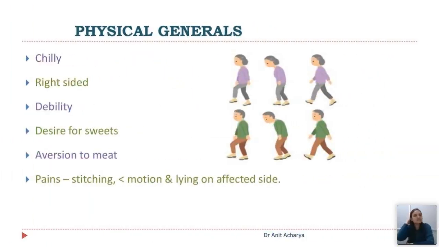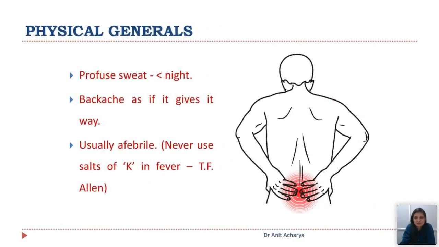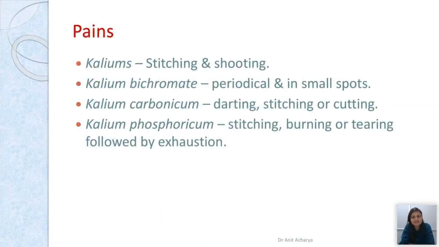Now, physical generals. The patient is right-sided, and generalities are quite weak. Then desire for sweet and aversion to meat, and the pain is stitching. Mostly the Kalis have a stitching type of pain which aggravates on motion. The weakest part is the back; we have described how the backache gives way. Then profuse sweat, aggravated at night, and mostly the afebrile condition. The physical characteristics you are all aware of, so we'll just discuss the differentiating ones. All the Kalis have stitching and shooting pain, while Kali bichromicum has a periodical, shifting pain. When we describe Kali bi, it's spotty, it's stringy, it's shifty. Now, the 3 S's of Kali bichromicum we are aware of.